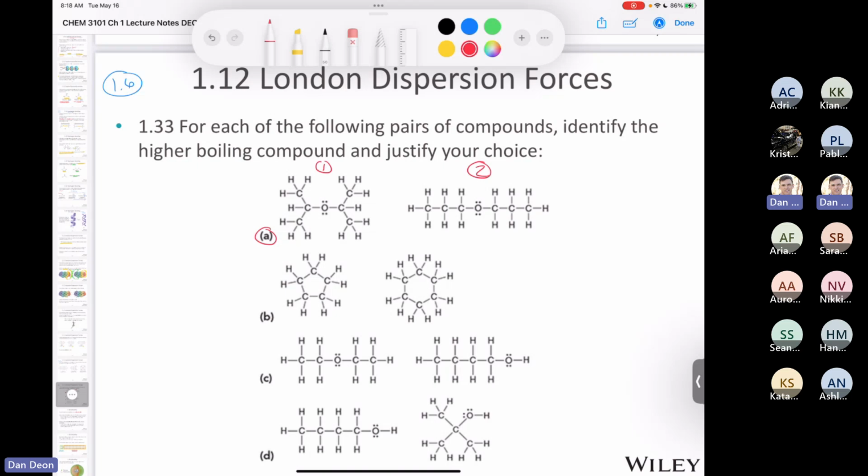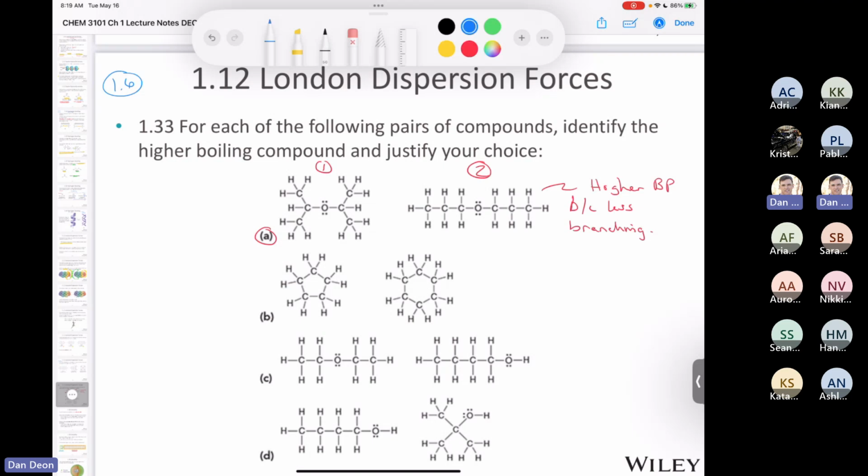Could anybody guess, or I guess give an educated guess, as to which one of these compounds is going to have the higher boiling point? Would it be 1 or 2? It's going to be compound 2, isn't it? Right. This one is going to have the higher boiling point, and it's going to be because of less branching. The more branching that we have, the lower the boiling point is. So compound number 2 is going to have the higher boiling point.